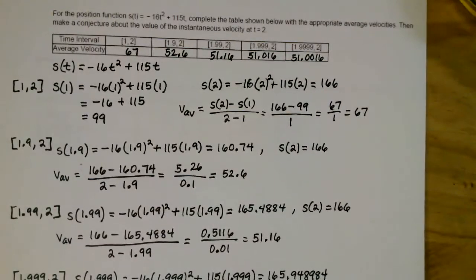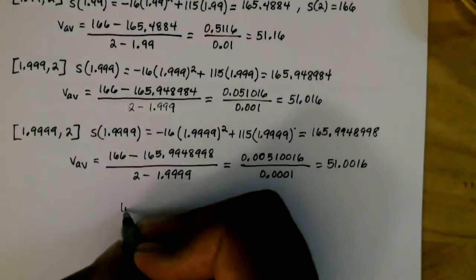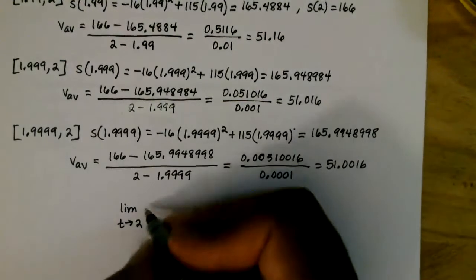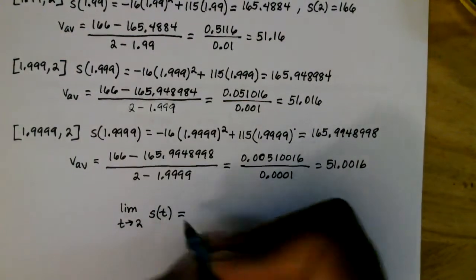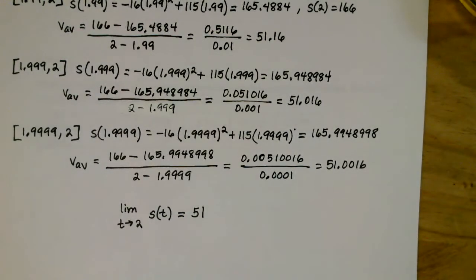Now, by looking at this, we can see that as we get closer and closer to 2, our average velocity will be getting closer and closer to 51. Okay, so here we can say that the limit as t gets closer and closer to 2, that function will be 51. Okay. All right.